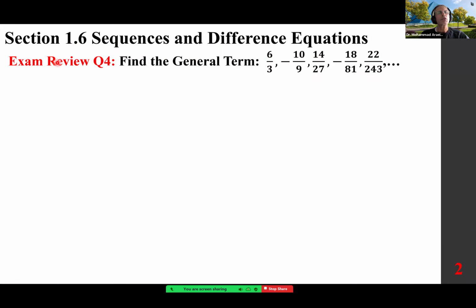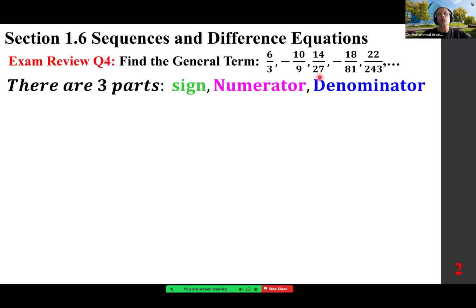Sequences and difference equations. Here's a question from exam review, question number four. Find the general term for this case: 6/3, minus 10/9, 14/27, and so forth. This is as interesting as it gets and as complicated as it gets. We're going to cut it into three parts. We notice the sign alternates. We would separate the numerator from the denominator, figure out each one, and plug it in.